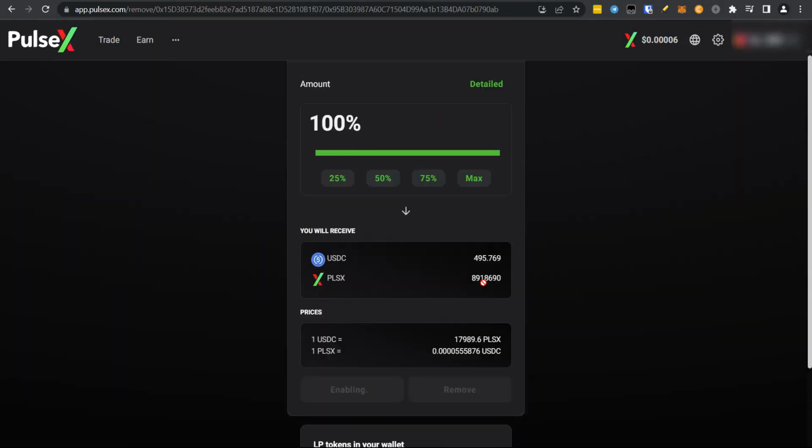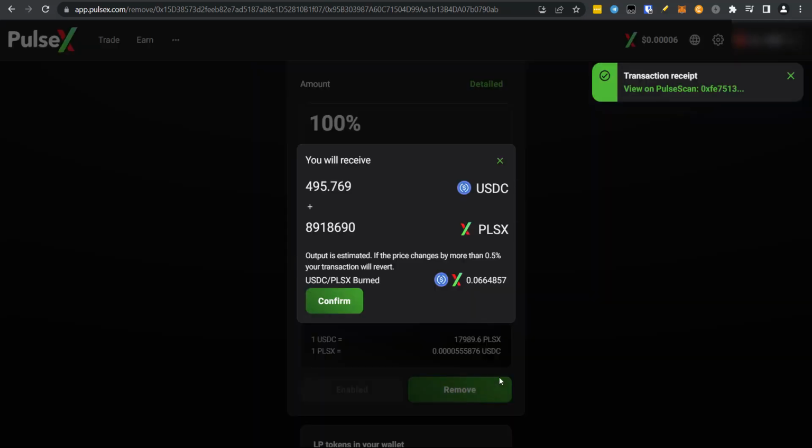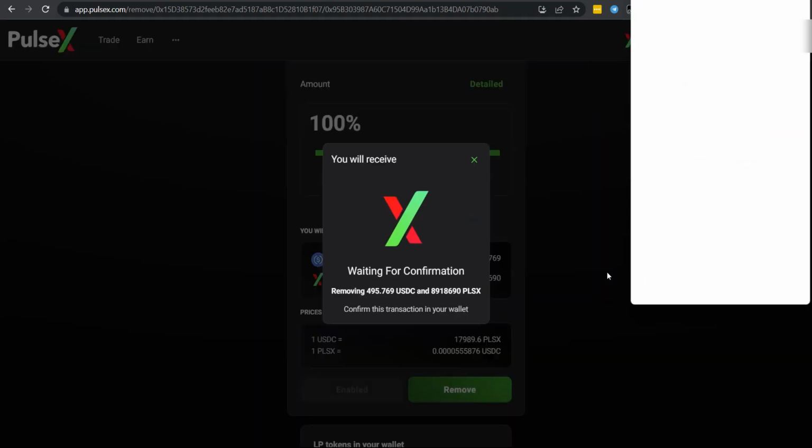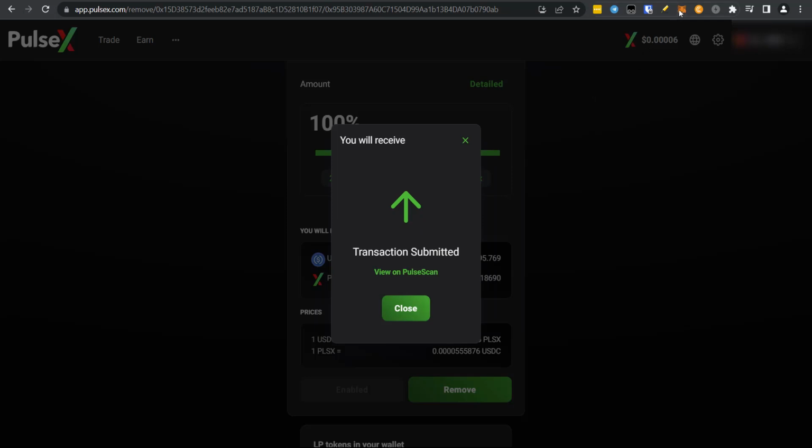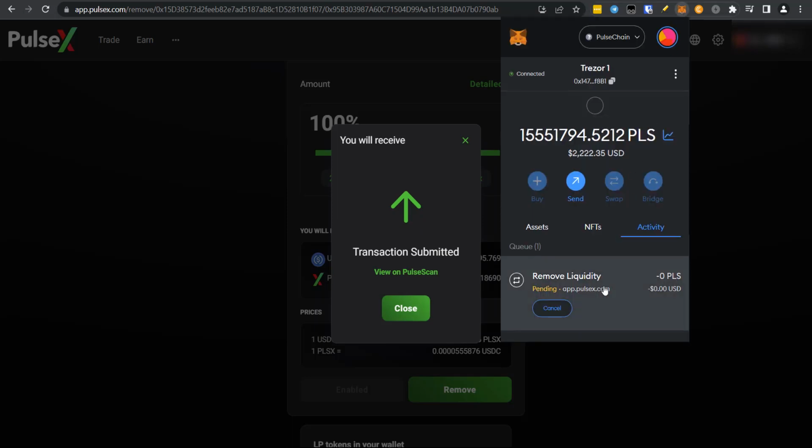Okay, that should just take a few seconds to go through here. Once it goes through, it's going to highlight the remove button like that. I'll click that. Confirm. All right. Now, I think I have 2 transactions pending here. One just went through, then the other one's coming through here next.